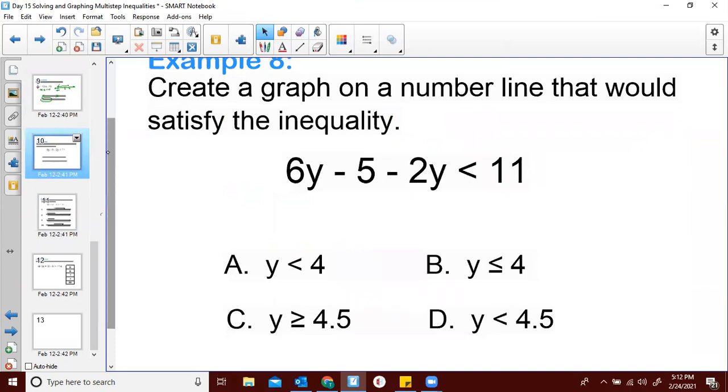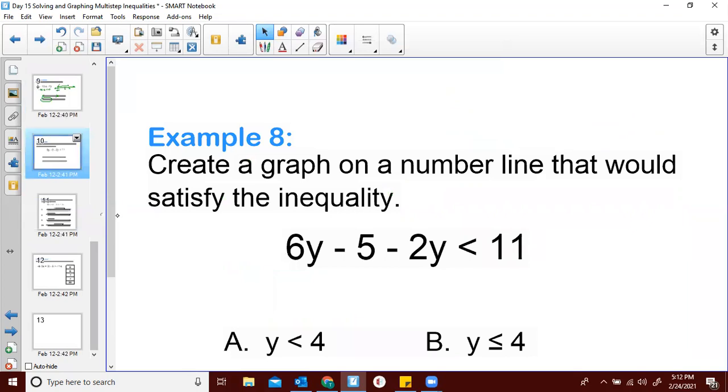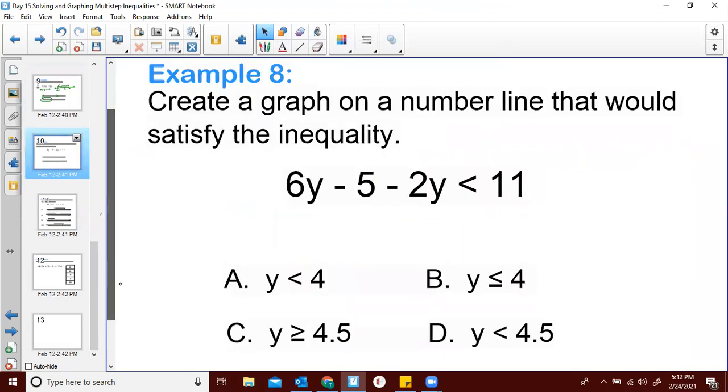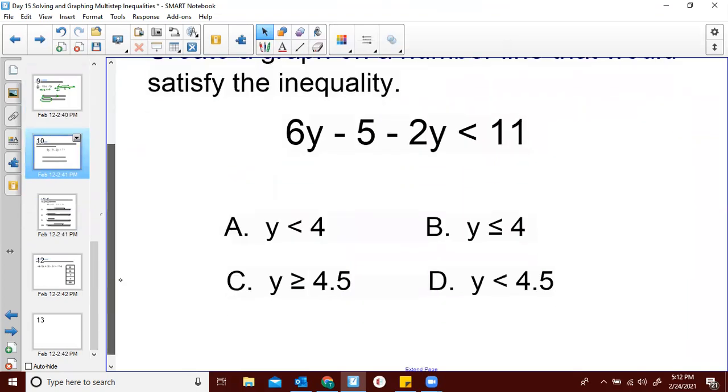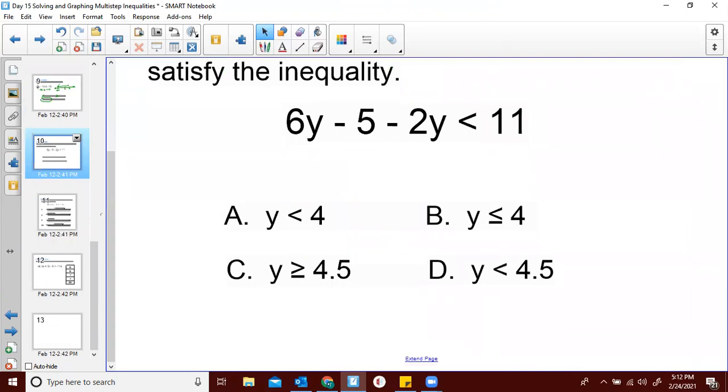Oh, I didn't even see where it said create a graph. Oh, it didn't. Maybe one of the other ones did and I missed it. All right, create a graph on a number line that would satisfy the inequality. Let's go ahead and solve this guy first.